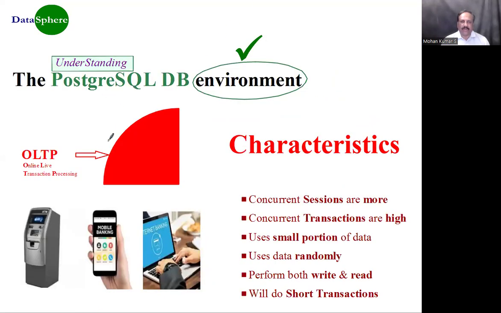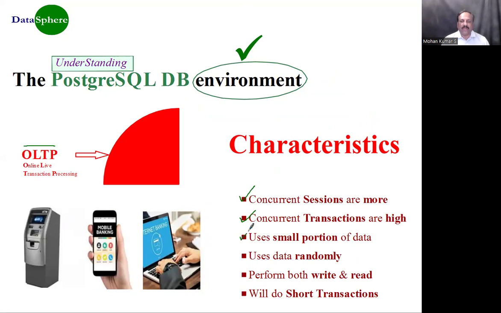Now, when we explore each one of them, for OLTP we can take the example of an ATM center or mobile banking or net banking. From the point we key in all the information and press the OK button to the point it completes the activity is a transaction. Characteristics wise, concurrent sessions are more, and more users will connect to the database. Concurrent transactions are also very high. A huge volume of transactions will happen.